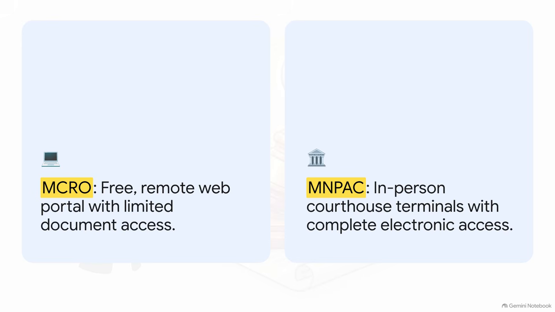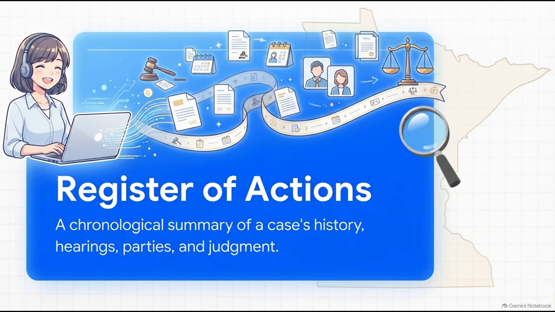Basically, when you're searching over the open internet from home, the state puts slightly more restrictions in place to protect people's privacy. When you are searching from home using MCRO, your absolute best friend is going to be the Register of Actions. It's essentially a chronological summary of a case's history. It lays out a list of hearings, who the parties involved were, and the final judgment.